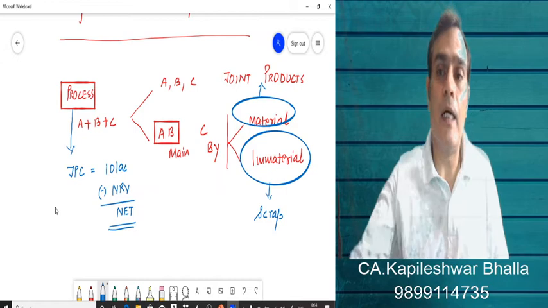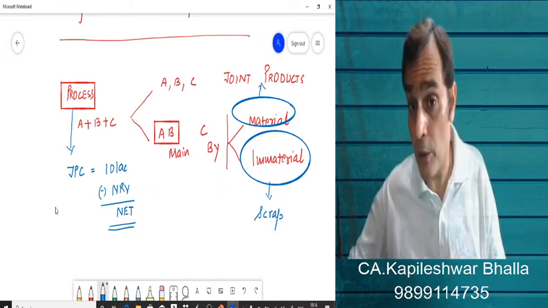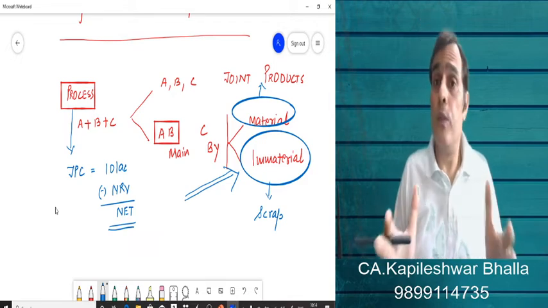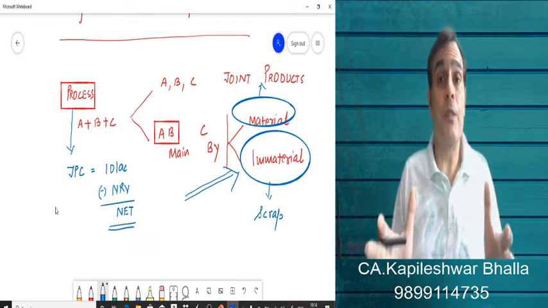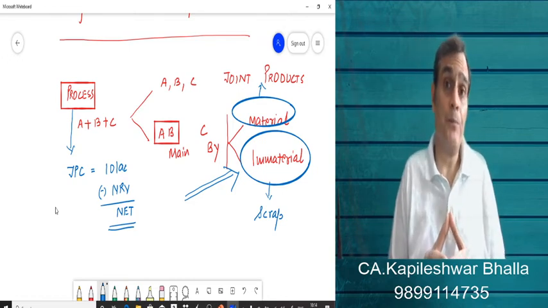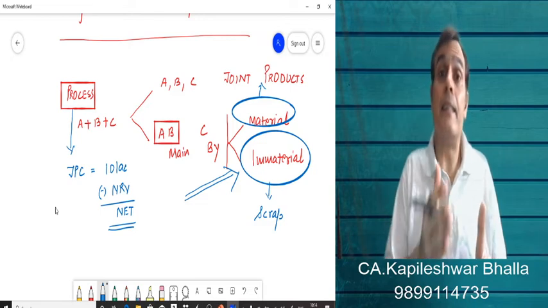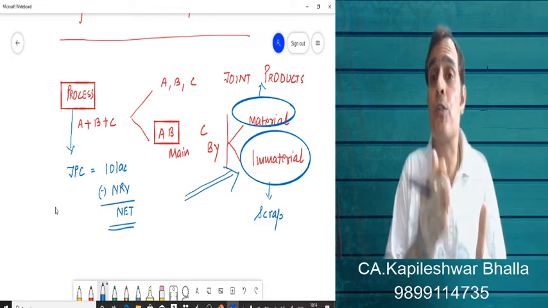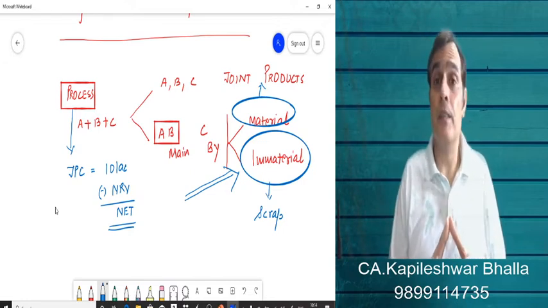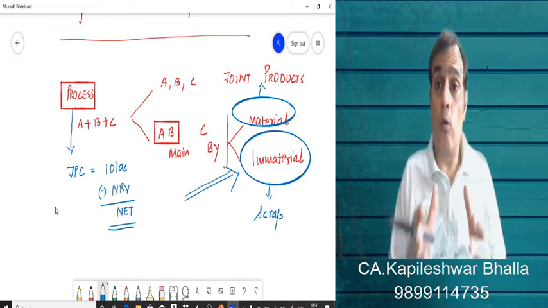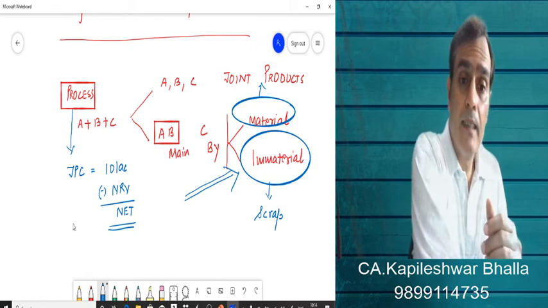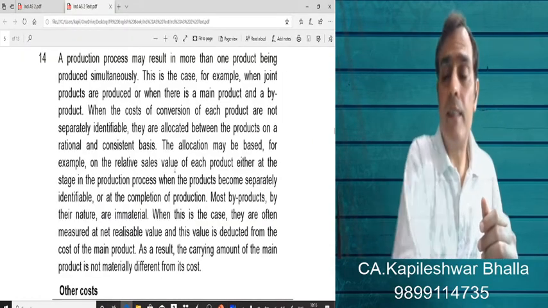So let me tell you, unless mentioned otherwise, don't worry, the notes would come later. Unless mentioned otherwise, we will always assume that the byproducts are immaterial in nature. And in fact, when I take you back to Ind AS 2, you'll see the language is very clear, that most of the byproducts are immaterial in nature. So we're going to go with the presumption, unless mentioned otherwise, that all the byproducts are immaterial in nature. I think now it's time to bring you back to the text of the standard.